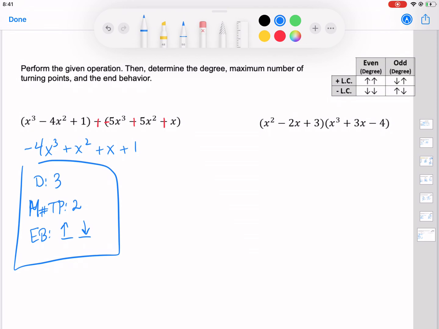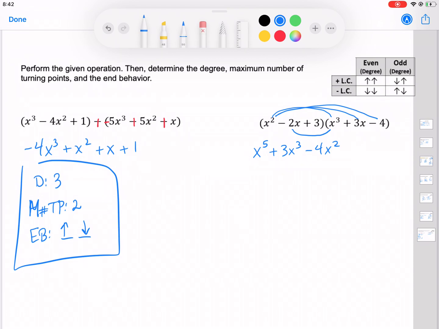And then this one, I'm just going to show the multiplication. I think we're pretty good on everything else. So just make sure you multiply into all 3 terms. So x squared times x cubed is x to the 5th. And then plus 3x cubed minus 4x squared. We got negative 2 times x cubed.